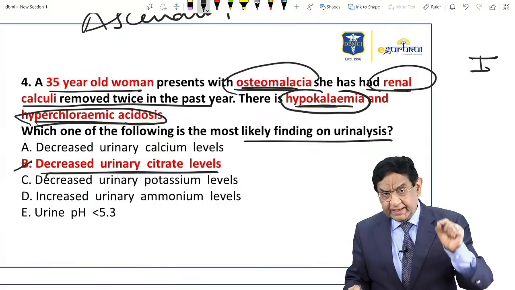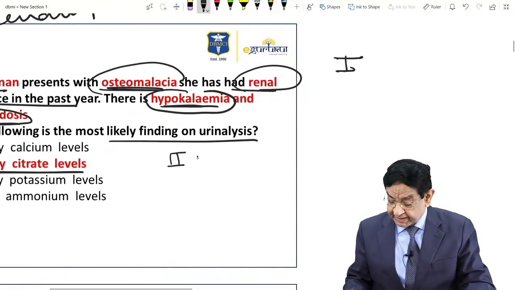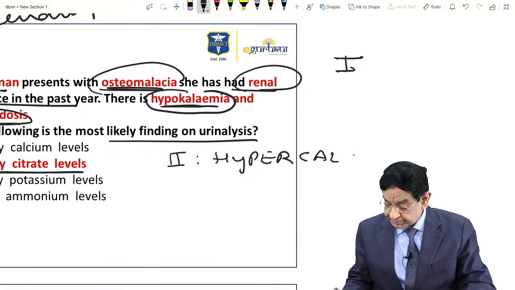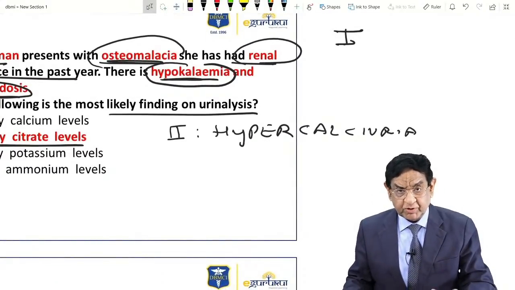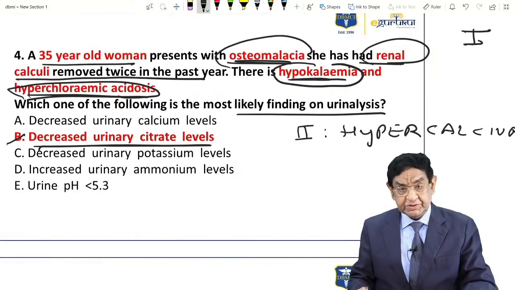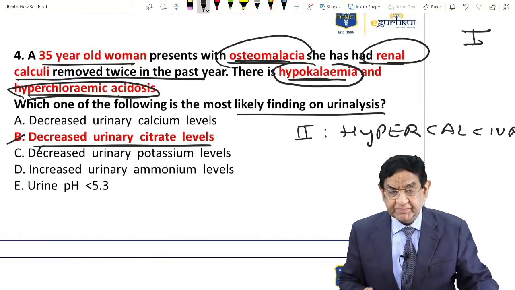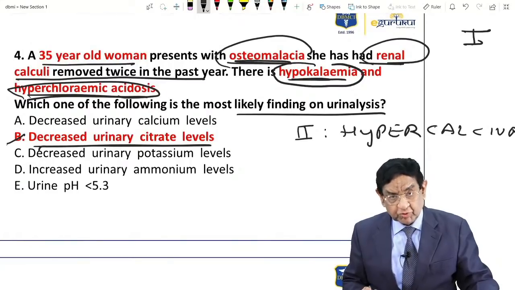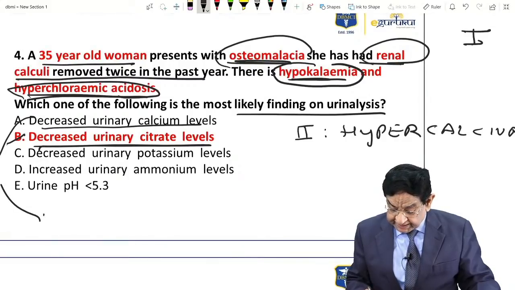Point to be reminded again that in case of type 2 RTA also, there was hypercalciuria. But still the stone formation was not there because urinary citrate level was normal. In fact, it is the low citrate level which precipitates the stone formation. Decreased urinary calcium level, no way. Hypercalciuria occurs in this. So this is not the answer.